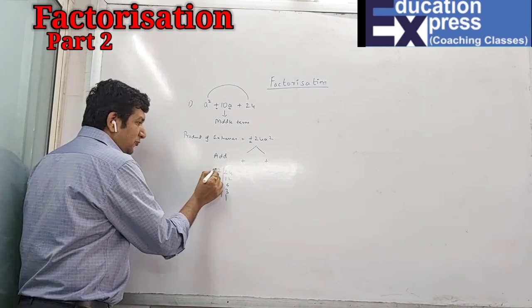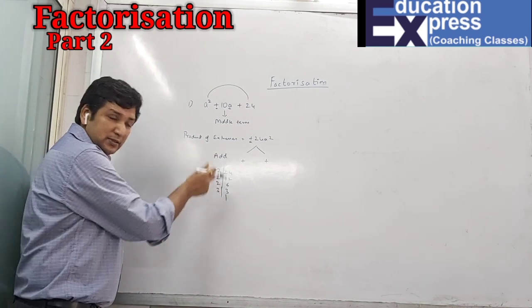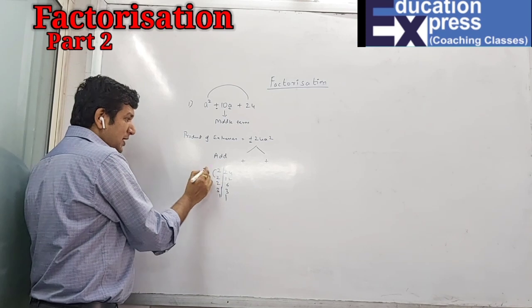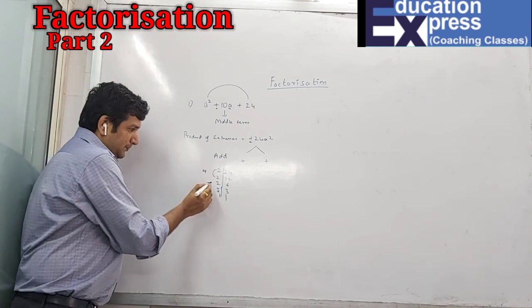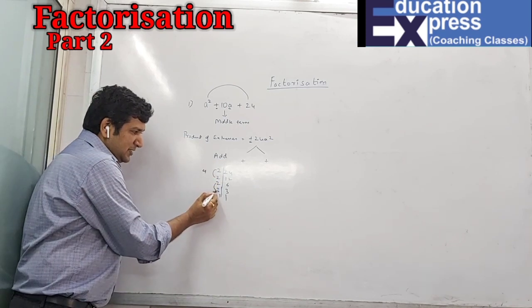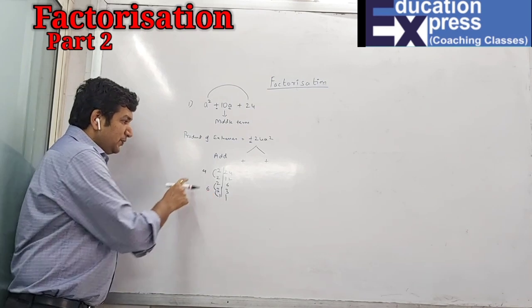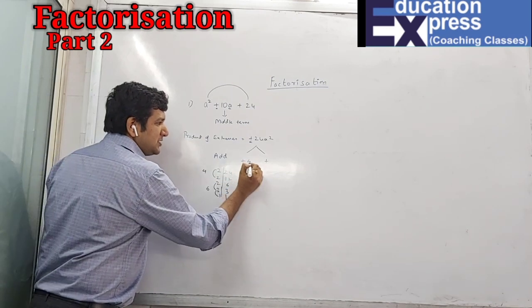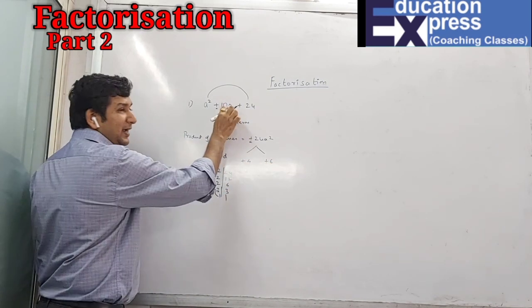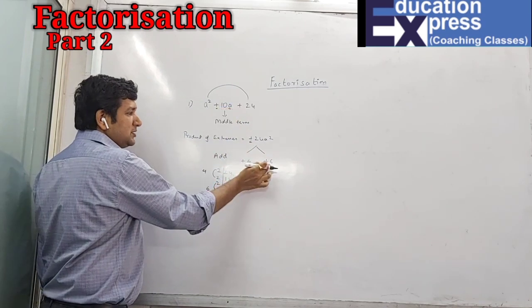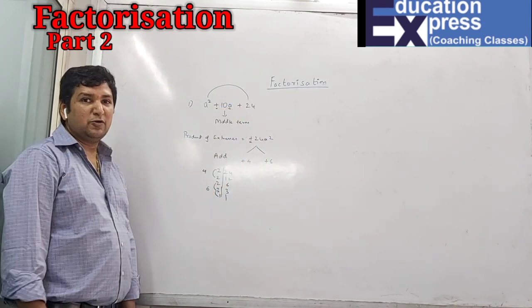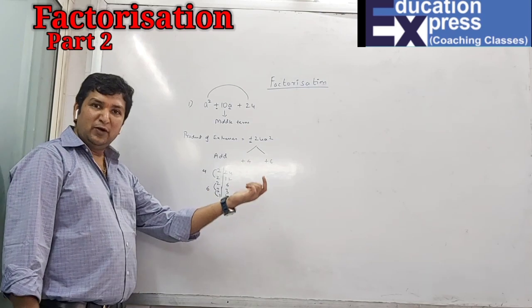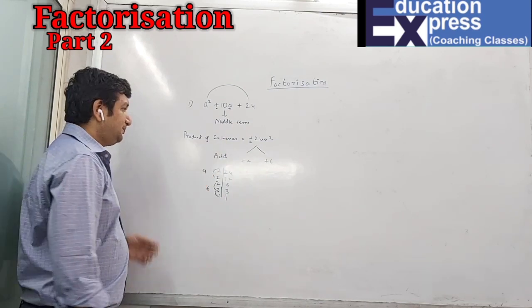10. So first is 2, I have to use all the numbers. The 2 2s are 4, 2 3s are 6, and 6 1s are 6. So 4 and 6, obviously on adding 4 and 6 you will get 10, and plus 4 into plus 6 also gives you plus 24a square. That means my condition is fulfilled. Now I'll show you how to solve the sum.